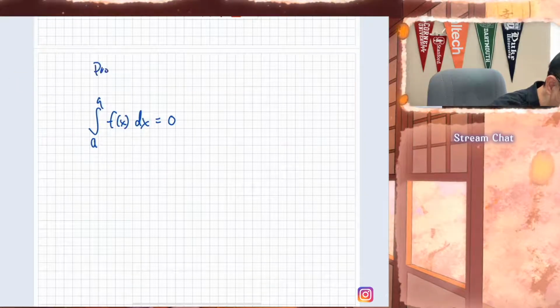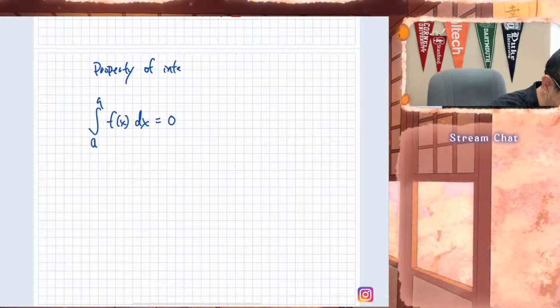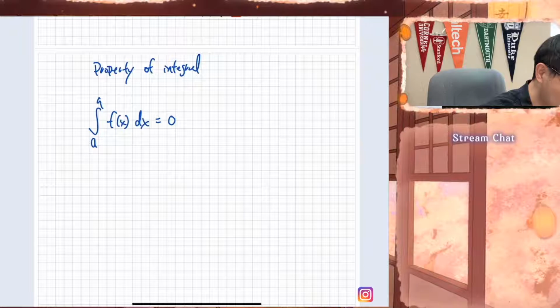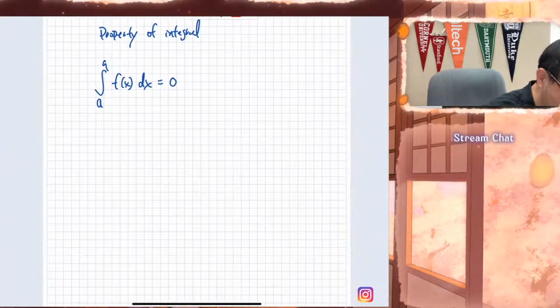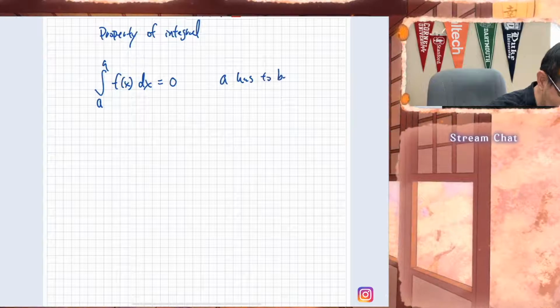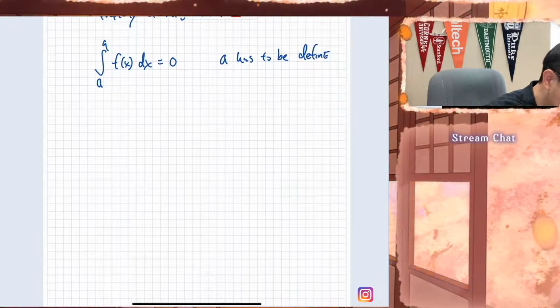So this is the first property of integral. But a has to be defined, of course. It cannot be like an asymptote. So a has to be defined in order to do this work.